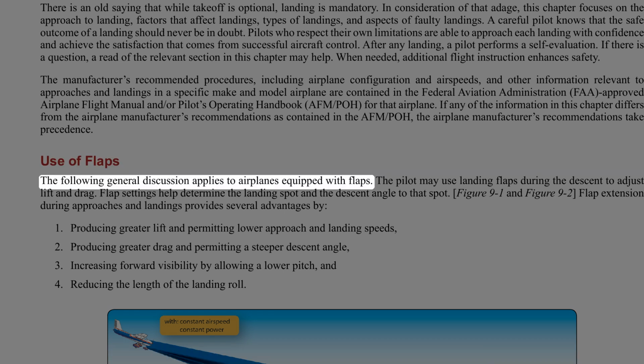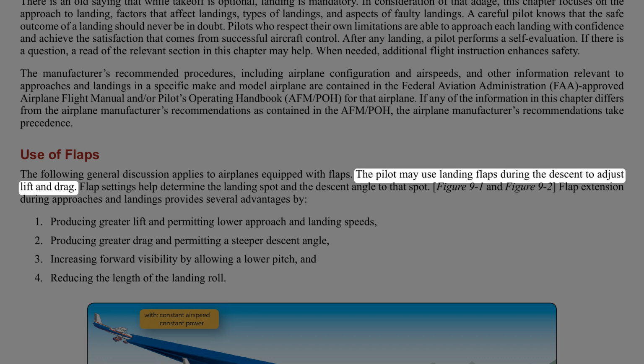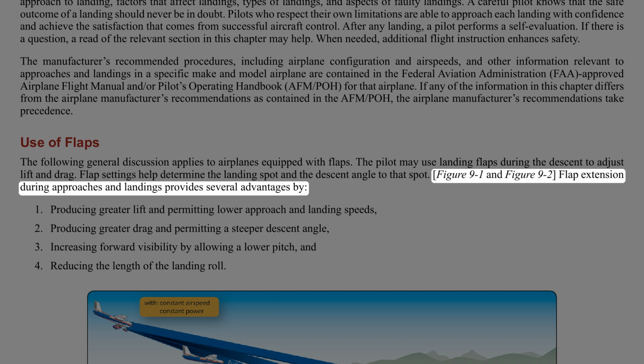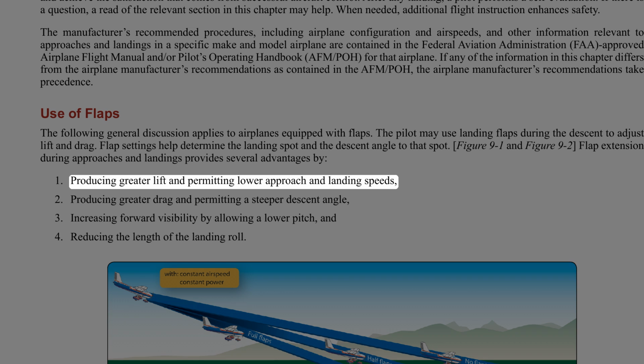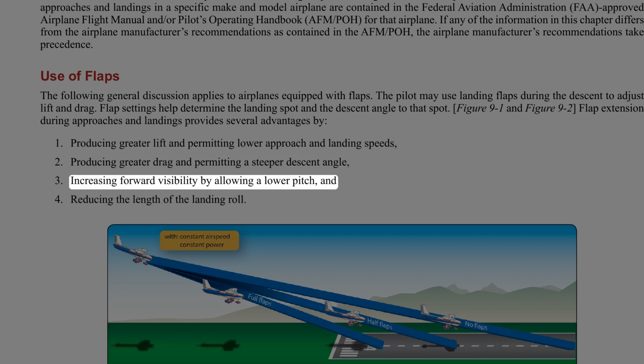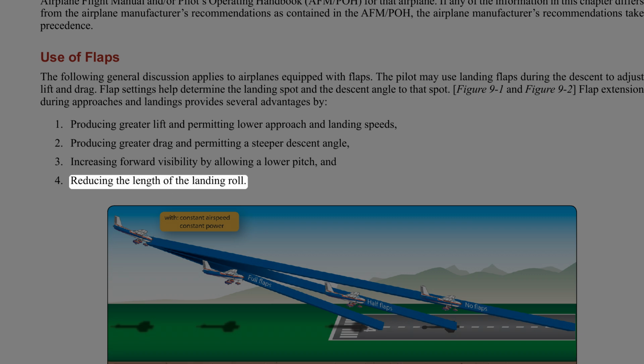Use of flaps. The following general discussion applies to airplanes equipped with flaps. The pilot may use landing flaps during the descent to adjust lift and drag. Flap settings help determine the landing spot and the descent angle to that spot. Figure 9-1 and Figure 9-2. Flap extension during approaches and landings provides several advantages by producing greater lift and permitting lower approach and landing speeds, producing greater drag and permitting a steeper descent angle, increasing forward visibility by allowing a lower pitch, and reducing the length of the landing roll.